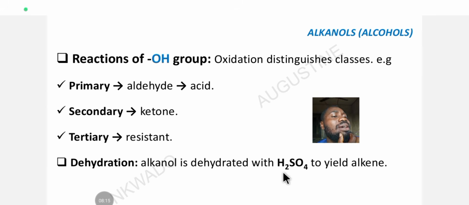At 1200 degrees Celsius, alkanol is dehydrated by a dehydrating agent, tetrasulfuric acid, to form what? Alkene, or ethene. Okay. Remember, ethene can also be hydrated to form alcohol, or ethanol. Remember what we just discussed earlier.